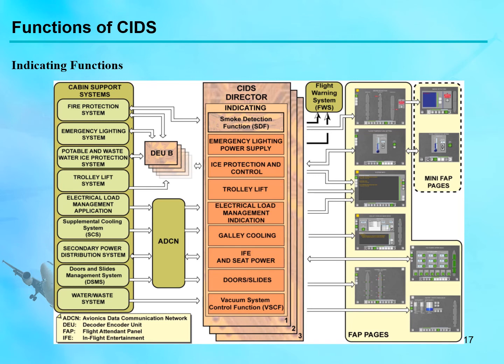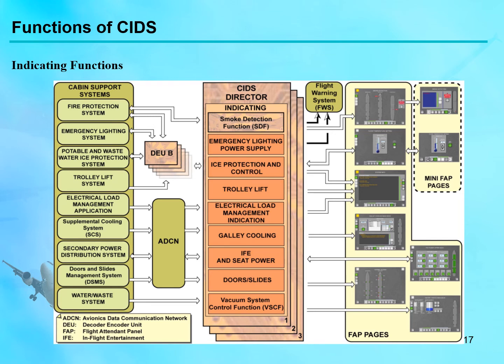So what are the indicators functions? This one will give you a very good view of how they are connected, right? Over here the cabin support systems are either linked to the DEU or the ADCN. So what's the ADCN? It stands for Avionics Data Communication Network, right? And then it will go to the director. The director is the brain. Remember that it's a CPU that's controlling everything, right?